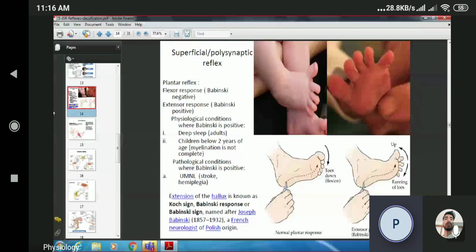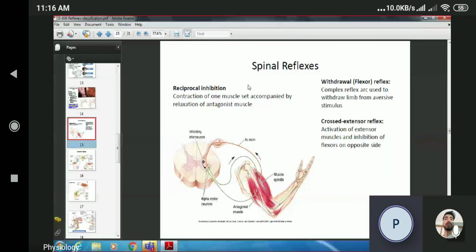Okay, let's see another picture. This is a spinal reflex. There are various types. One is reciprocal inhibition, another is flexor withdrawal reflex, another is crossed extensor reflex. Okay, so when there is contraction of one group of muscles, the antagonistic group of muscles are relaxed. Okay, that's how they work. When there is biceps contraction, there is relaxation of the triceps. When there is triceps contracting, there is relaxation of the biceps.